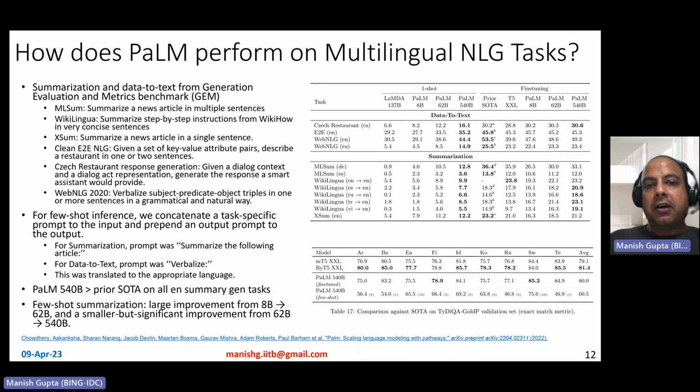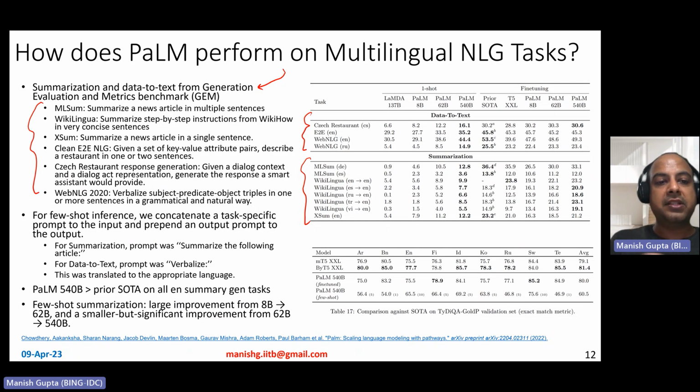Okay. So how does PaLM perform on multilingual NLG tasks? In fact, they experimented with 2 different multilingual NLG tasks, summarization and data-to-text tasks. And these datasets have been taken from the GEM benchmark, the Generation Evaluation and Metrics benchmark. So 4 of these are data-to-text tasks, and then you have several summarization tasks. These tasks vary in what you want to summarize and what kind of summary you finally get.